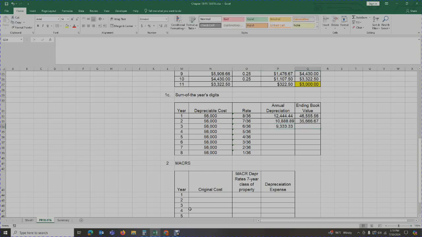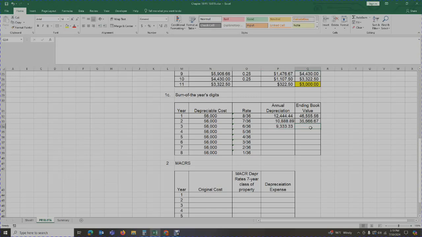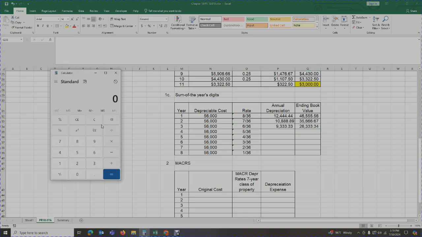Okay, to get our ending book value, I'm just going to do it here for simplicity purposes. We get our ending book value minus our annual depreciation, and that will give us 26,333.34.